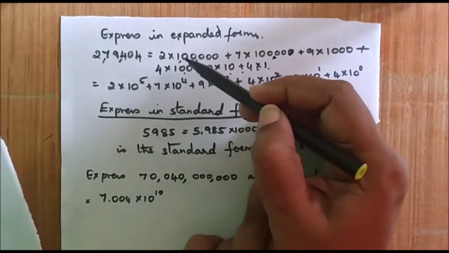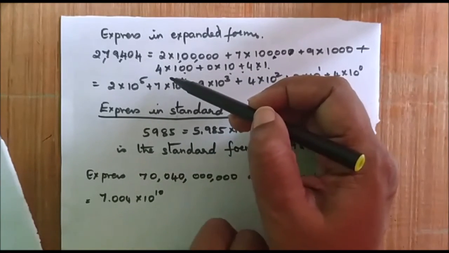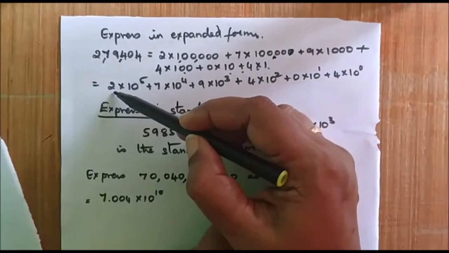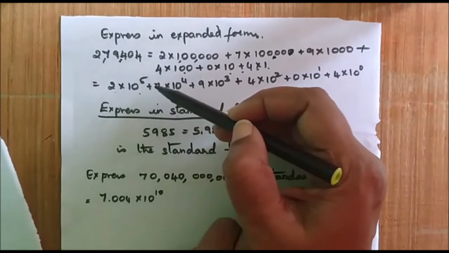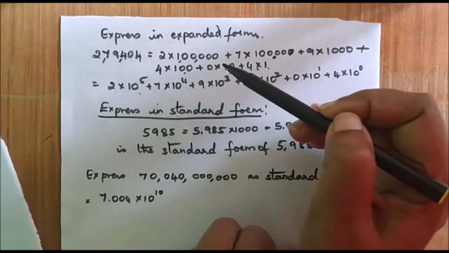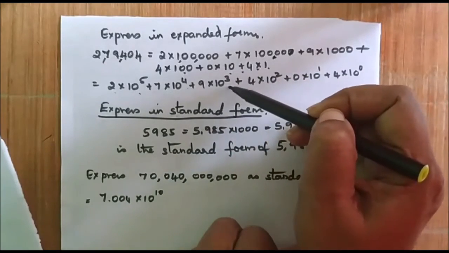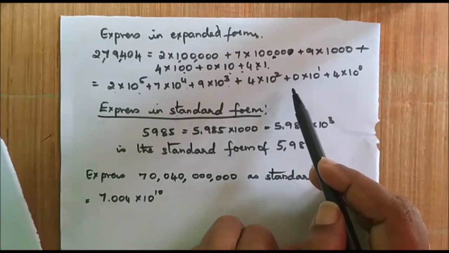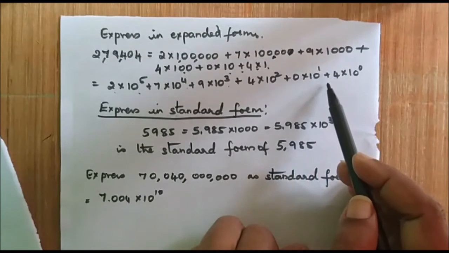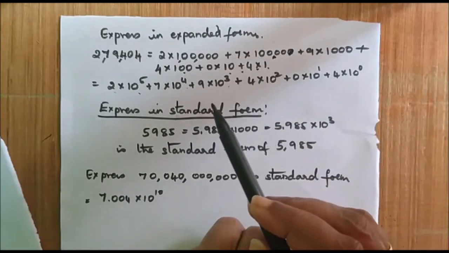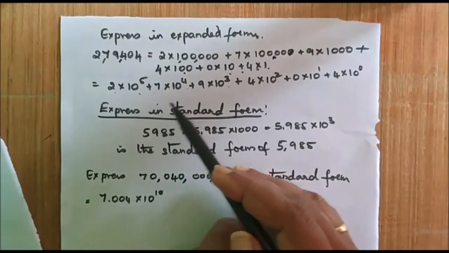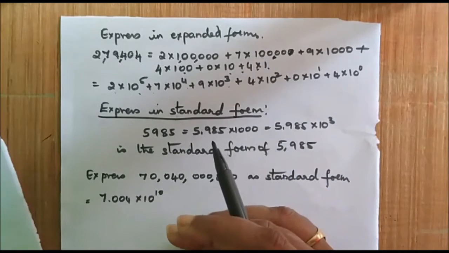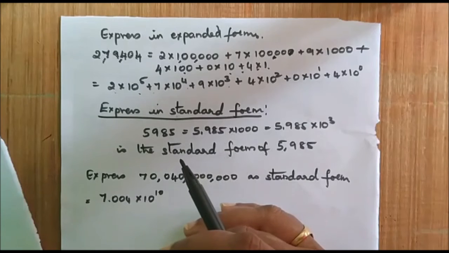I can now write it in the reduced form or in the short form as 2 into 10 to the power 5 plus 7 into 10 to the power 4 plus 9 into 10 to the power 3 plus 4 into 10 to the power 2 plus 0 into 10 to the power 1 plus 4 into 10 to the power 0. In this way, we can write it in the expanded form using the exponents.